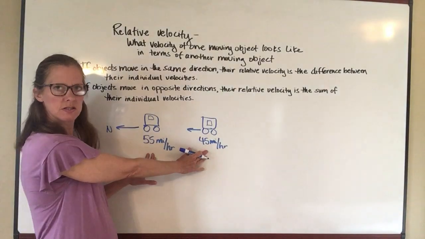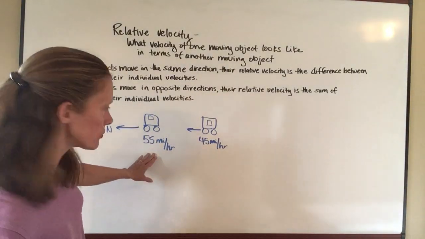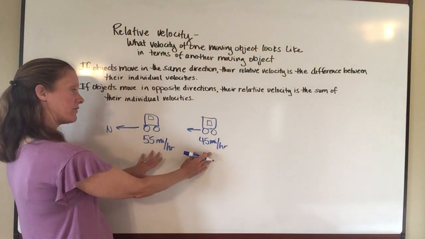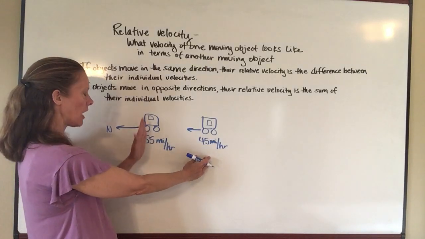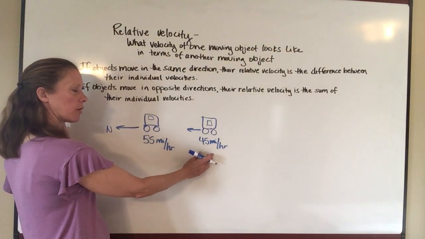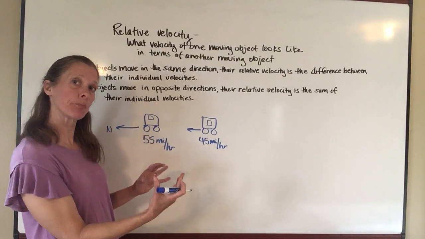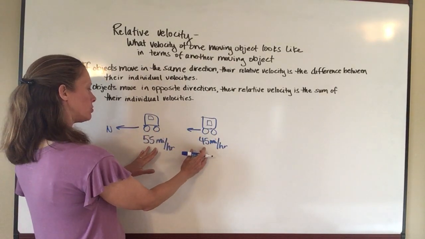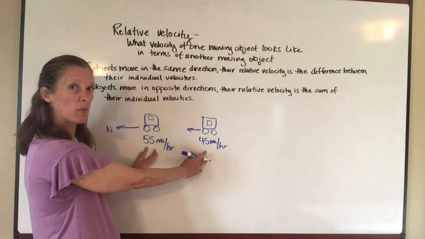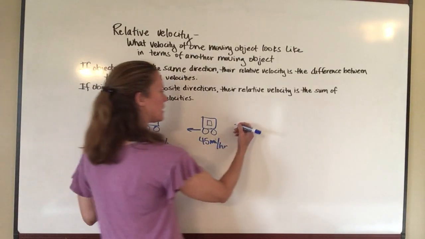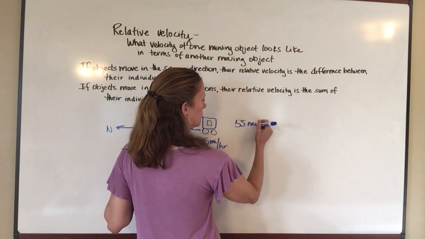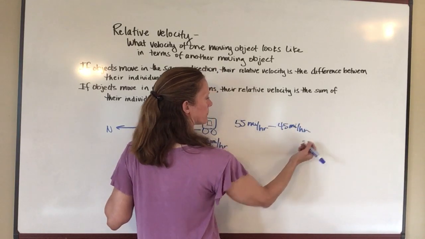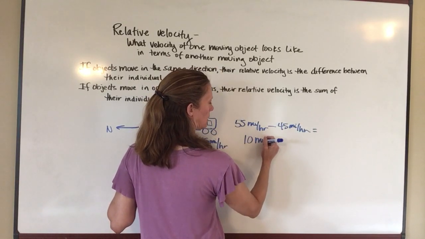So if you look at this, what's happening with these two cars? Is this one going to catch up to this one, or is this one pulling away from this one? Well, obviously because the car in the front is moving faster, it's going to gradually be pulling away from the car behind it. How quickly is it pulling away? Well, because they're both going the same direction, I need to subtract these two numbers to see what the difference looks like between them. So here I'm going to have 55 miles per hour minus 45 miles per hour, which will give me 10 miles per hour.